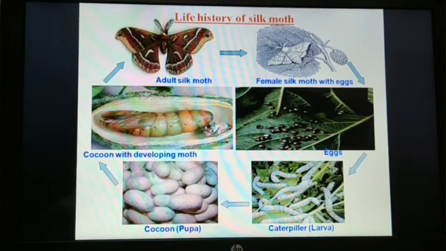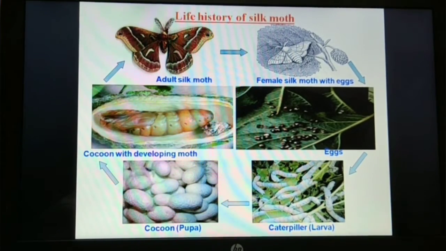Next, the life history of the silk moth, the actual pictures of that you can see. Adult silk moth, female silk moth with eggs. Here you can see the actual eggs on the leaves of the mulberry tree. Then you see caterpillar, that is the larva. The cocoon you can see over there. Those thread-like structures being weaved by the pupa inside, and then cocoon with developing moth. So you can see these pictures and you can relate to the diagram which you have done.